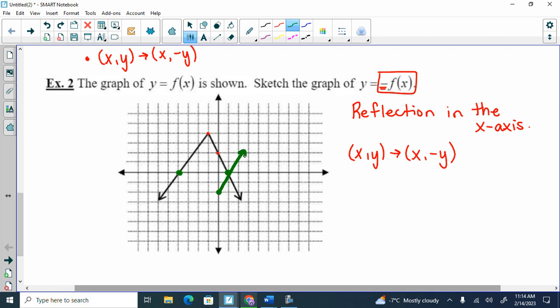My vertex is at negative 1 and 4. So now it's going to be at negative 1 and negative 4. Now it should look like it's reflecting in the x-axis, right? What's below becomes above, and what's above becomes below. Then we're flipping over.